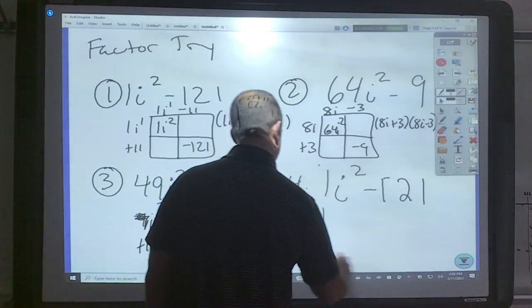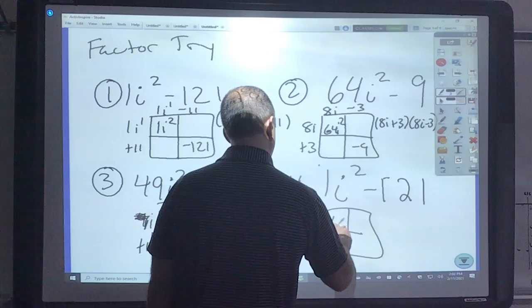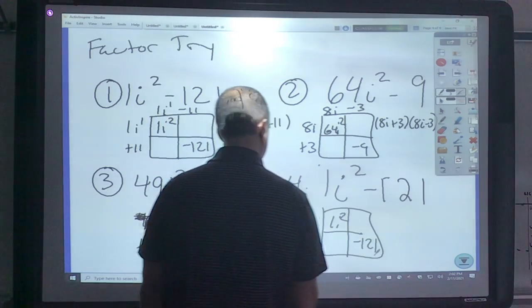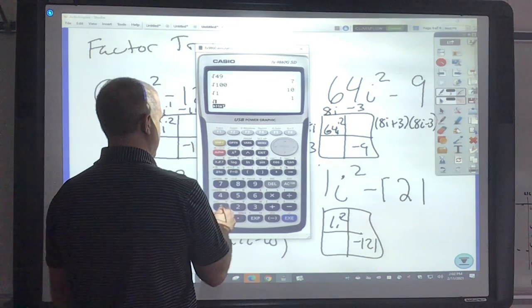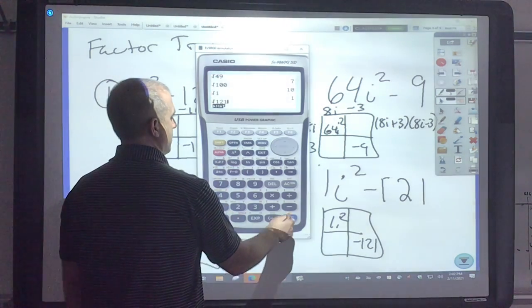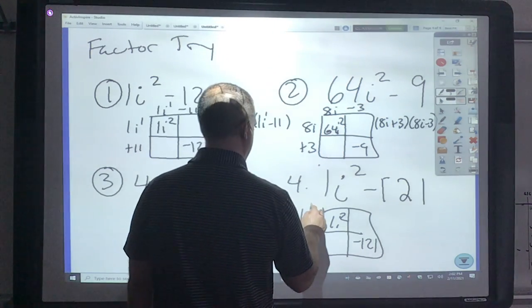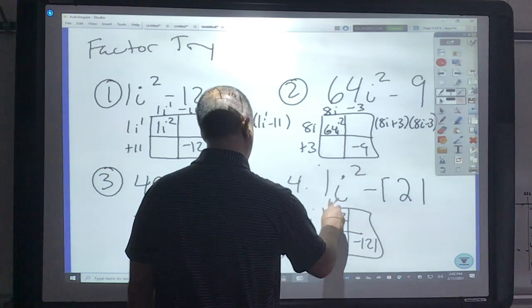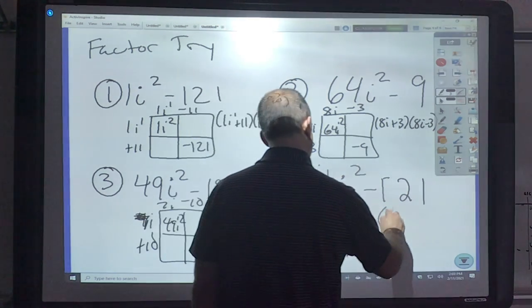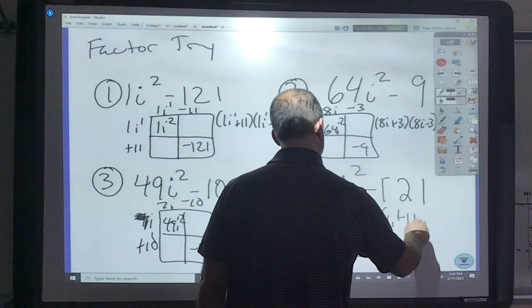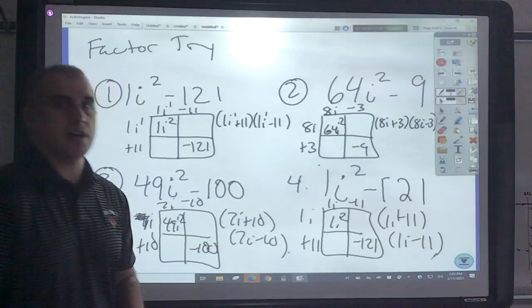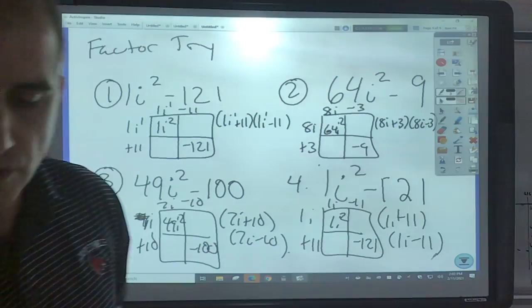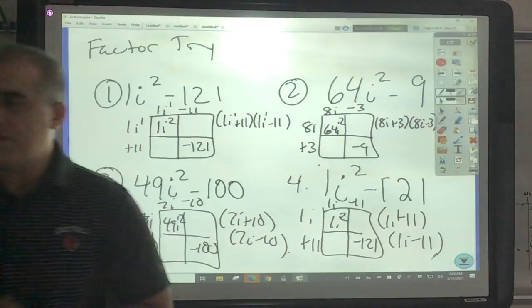Okay, this one, 1I squared minus 121, square root of 1, square root of 121. 1I plus 11, 1I minus 11. Difference of squares, pretty easy stuff. All you gotta do is take the square roots. That one's probably one of the easiest types of factoring.